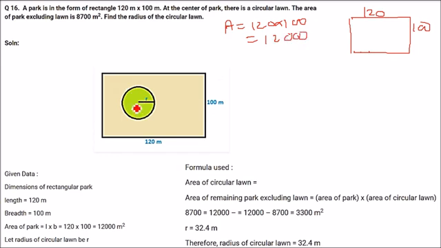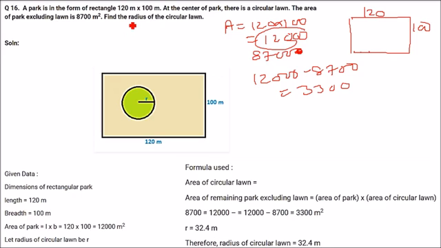Now the area excluding this is what? It is already given. So the area excluding this is given as 8700. In order to find the area of the circular lawn, we have to subtract from the total area the area other than the circular lawn. So 12,000 minus 8700 is the area of the circular lawn, which is going to be 3300.